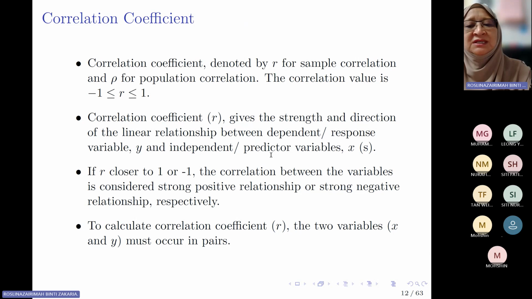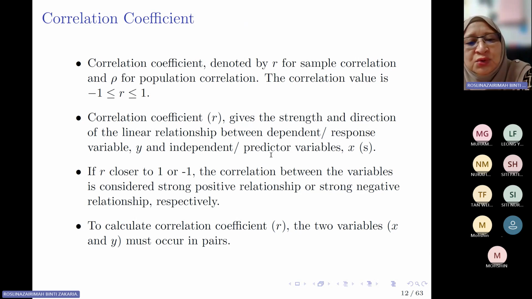Normally in most cases we have many independent variables. So if r is closer to 1 or -1, the correlation between the variables is considered a strong positive relationship or a strong negative relationship respectively. Closer to -1, strong negative; closer to 1, strong positive relationship.